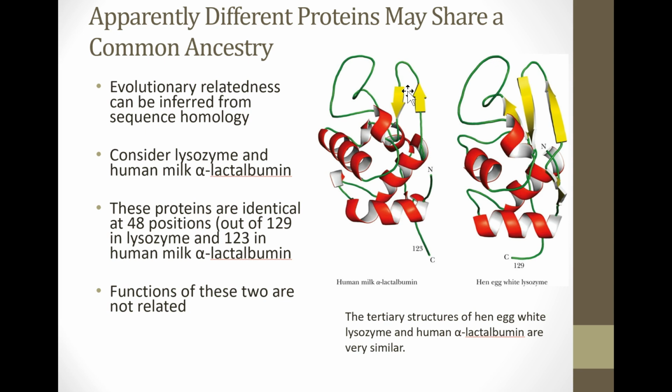So since we're talking about homology, a couple points. Apparently different proteins often share common ancestry. So in this particular case, you have a human protein, lactalbumin, and you have an egg protein from egg whites, lysozyme. And if you look at these, they have obvious homology. There's a lot of sequence homology, and there's a lot of homology in their secondary and tertiary structures.